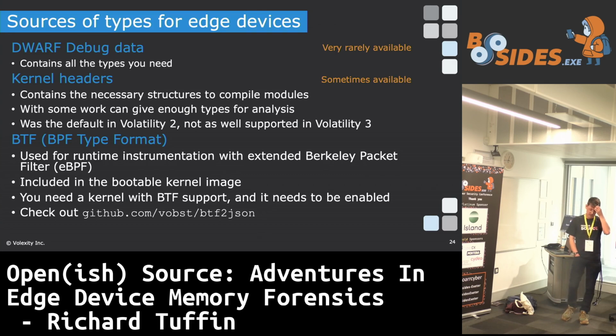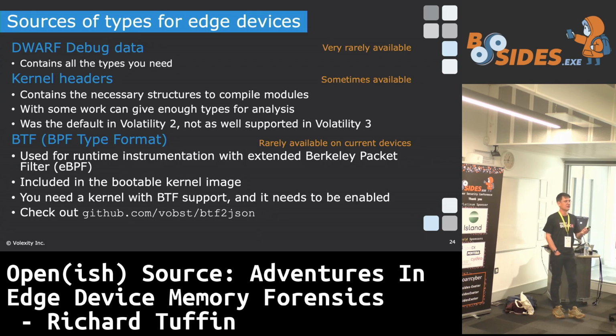And then another cool technology, which is a whole talk in its own right, is extended Berkeley Packet Filter. This is a really cool runtime instrumentation framework. But for what we're talking about today, it means that all of the kernel structures are embedded in a really compressed format in your bootable kernel image. So if this is turned on, you've got all the information you need in the kernel you're actually running. Sadly, either vendors are running kernels that are too old and don't have this feature, or they deliberately turn it off because they don't need it. So I've never seen an edge device that has useful BTF in. Maybe one day.